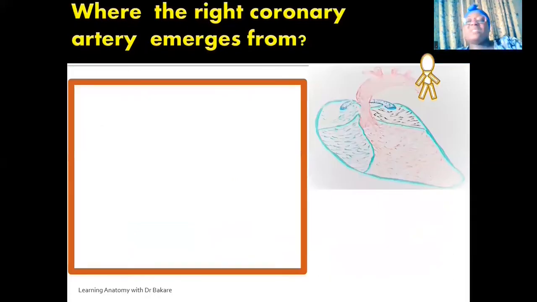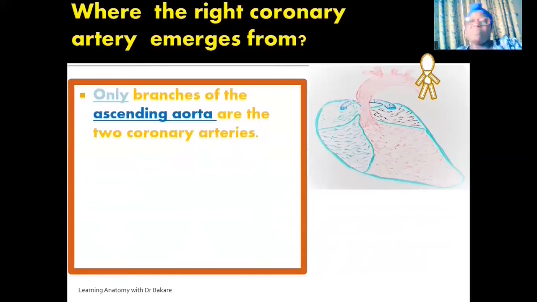So let's start with the right coronary artery. From the name, it emerges from the right side of the aorta. But what specific region of the aorta does the right coronary artery emerge from? It is the ascending aorta. Let's look at this image here. This is the configuration of the heart. This is the right atrium. This is the right ventricle. And we have the left atrium up here. And we have the left ventricle also located down here on the left side.